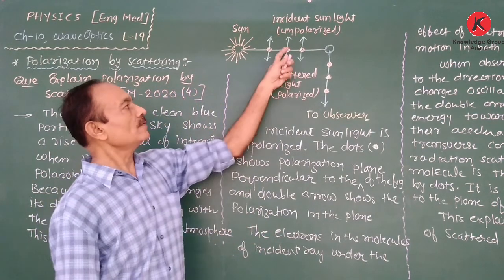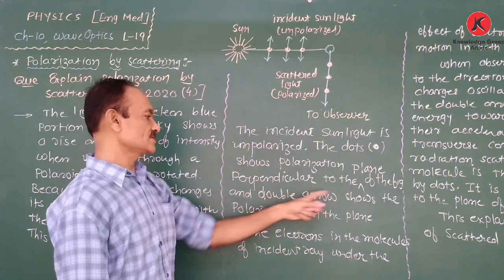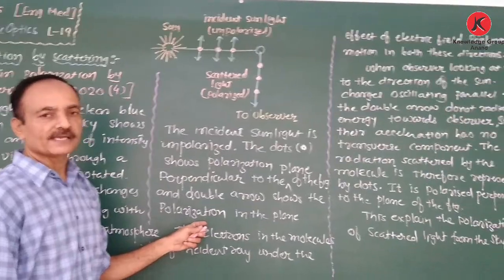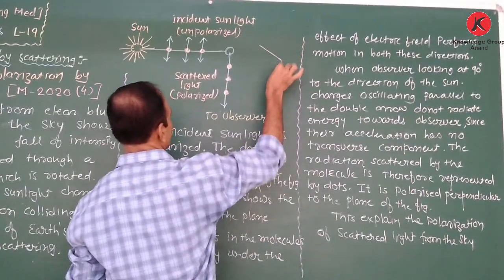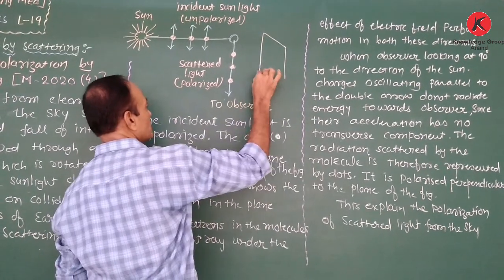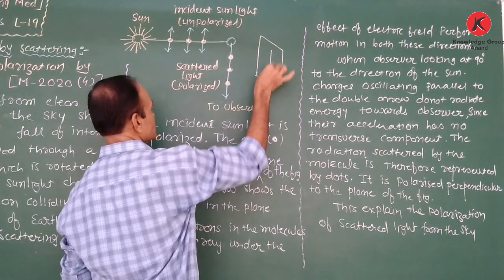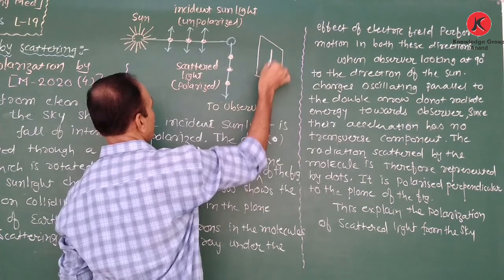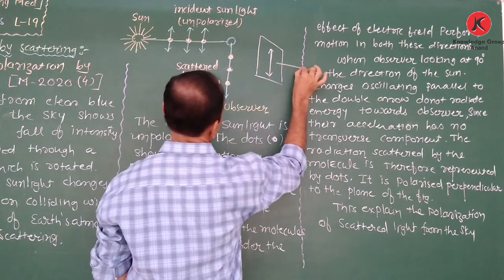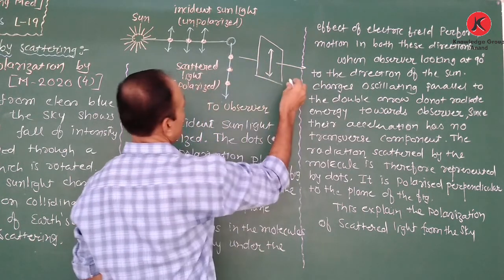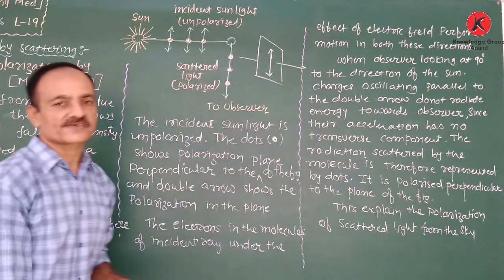While this double arrow shows the polarization in the plane, here we show a separate figure only for information. Here the double arrow shows the oscillation of the electric field vector parallel to the plane. This plane is perpendicular to the direction of propagation.